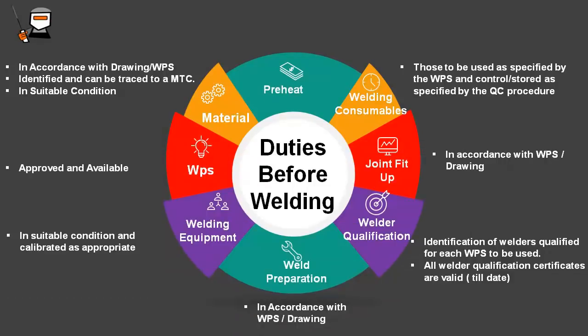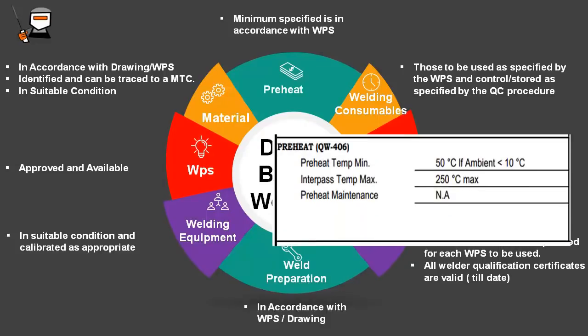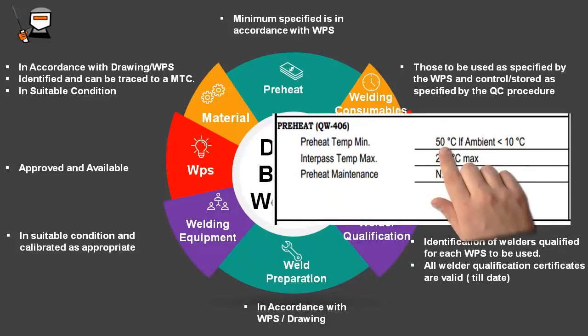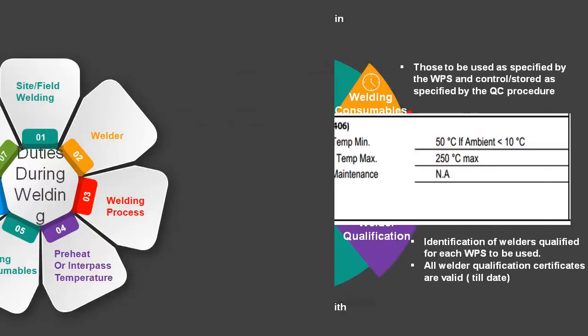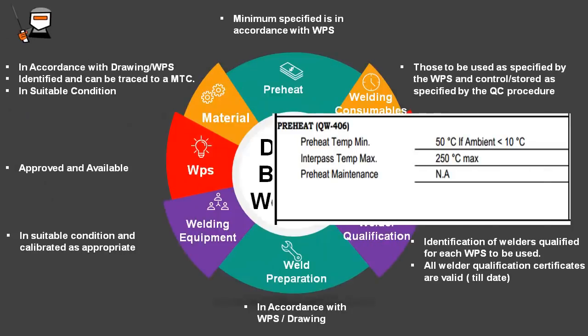Preheat should be at the minimum specified in accordance with the WPS. In this image, you can see a preheat temperature of 50 centigrade is specified if the ambient temperature is less than 10 centigrade. For example, if you work according to this WPS, then you should maintain this temperature accordingly. Preheat temperature shall be checked by use of temperature indicating crayons, thermocouple pyrometers, or other suitable means to ensure that the temperature specified in the WPS is obtained prior to and maintained during welding.